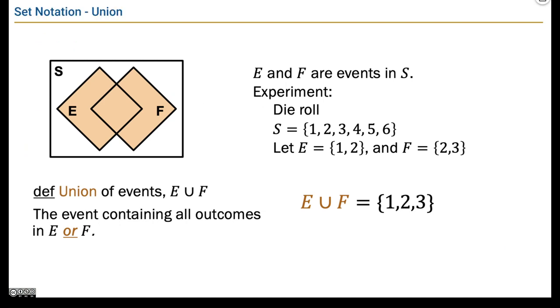All right, let's talk about a couple other key set notation ideas. The first is the union of 2 sets, or in our case, the union of 2 events, E and F. Suppose that my experiment is I'm rolling a die, so we know my sample space. Let E be the event that I roll a 1 or a 2. F is the event I roll a 2 or a 3. So if I want the union, this is going to contain all outcomes in E or F, which is why I'm now writing that as 1, 2, 3.